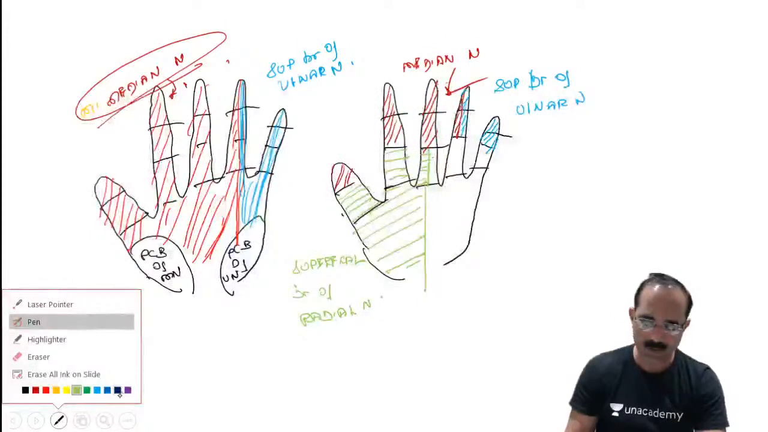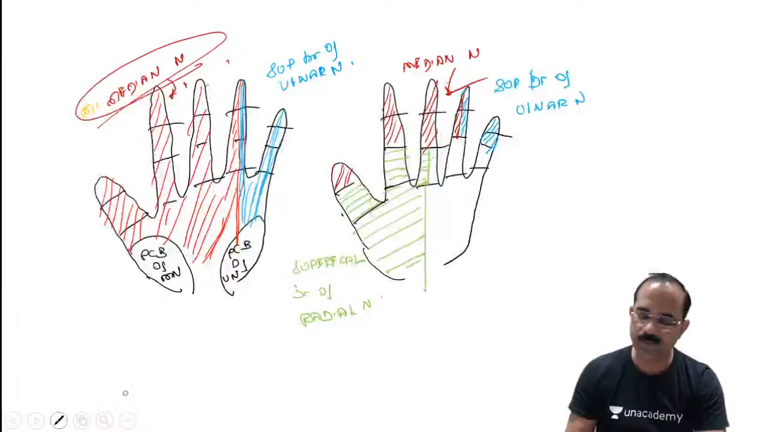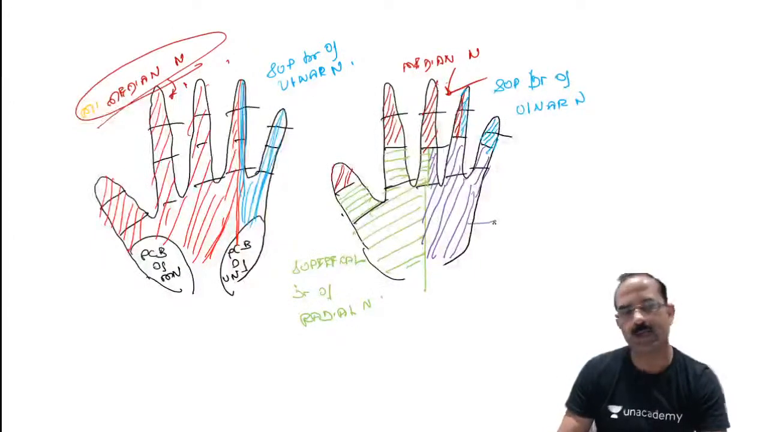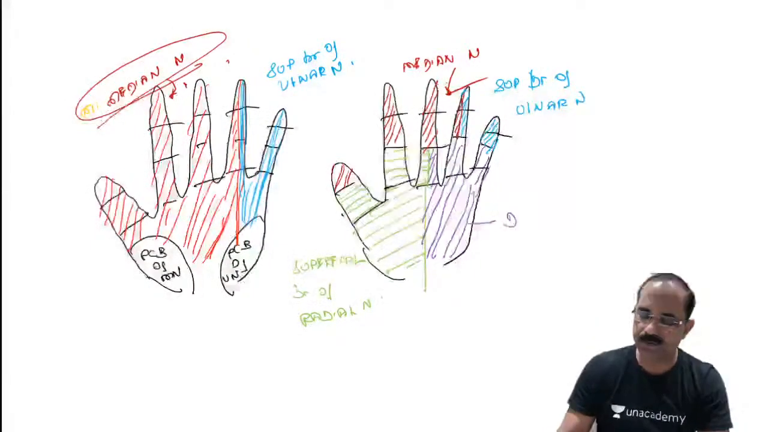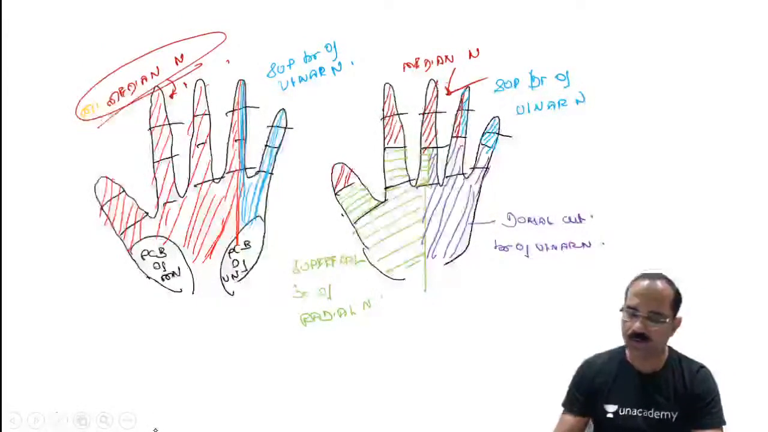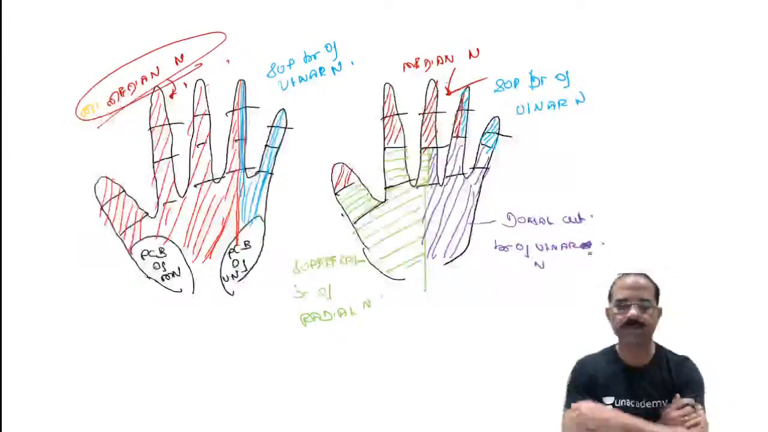And who's going to supply this? What is left now for us is this. Who's going to supply this? 2.5 on the medial aspect. That's the dorsal cutaneous branch of ulnar nerve. Dorsal cutaneous branch of ulnar nerve.